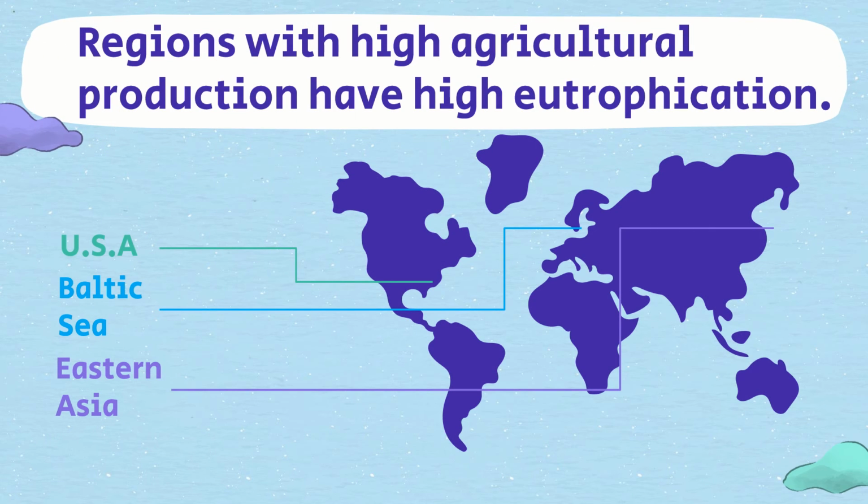Agricultural production has high eutrophication. For example, the eastern United States, Mississippi for example, has high agricultural production. This in turn causes high eutrophication on the sea borders or lakes in Mississippi. Next, the Baltic Sea. The Baltic Sea is one of the most significant bodies of water with eutrophication. And next is Eastern Asia, since Japan and South Korea and even China have high agricultural production.